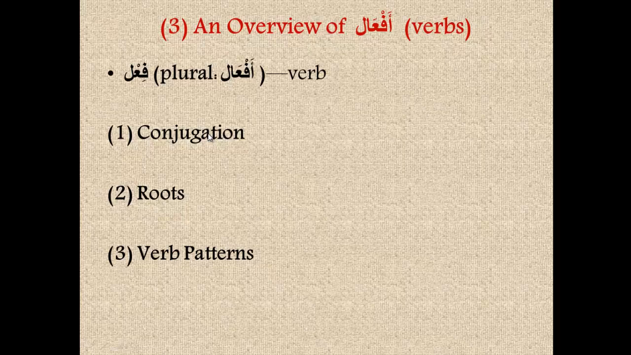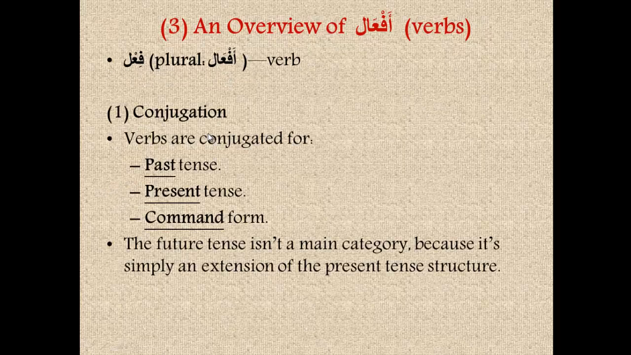So let's begin with conjugation. Conjugation simply means to change a verb to make it appropriate for a particular person and a particular tense. So verbs in Arabic are conjugated for the past tense, the present tense, and the command form. Again, verbs are conjugated for the past and the present tenses and the command form.